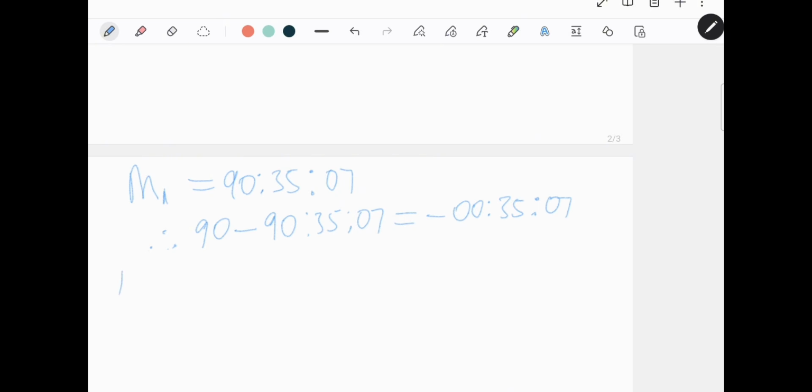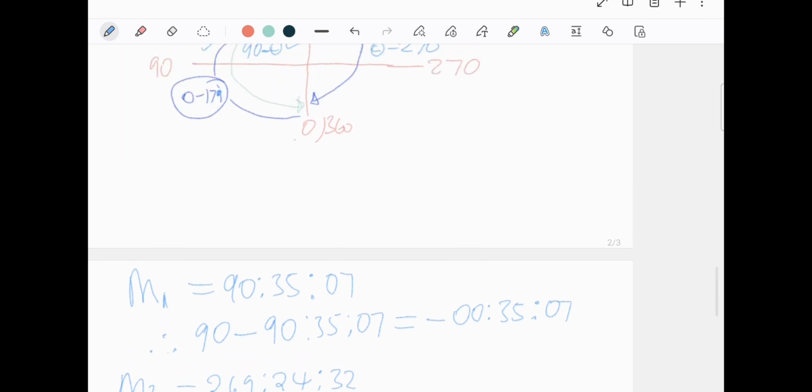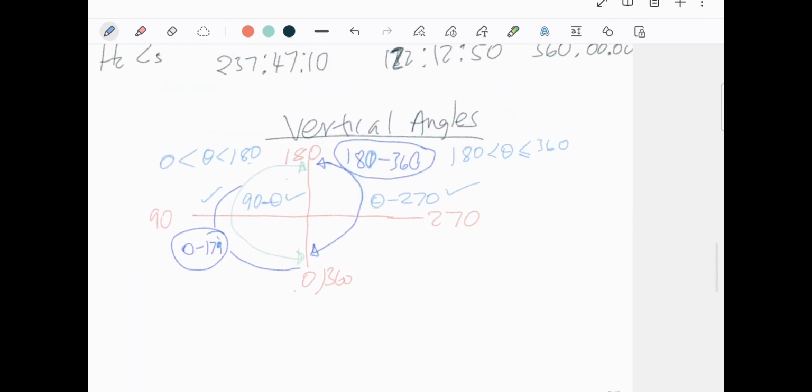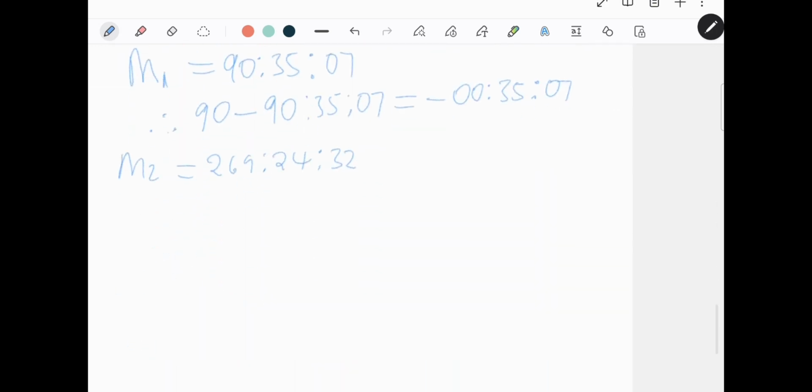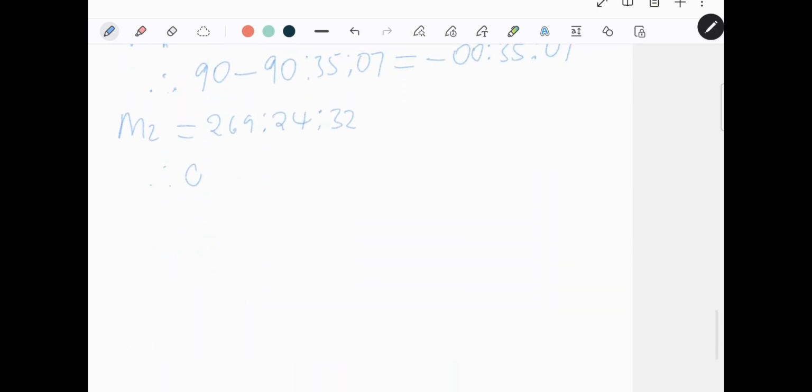Then we go to M2 from that table under vertical angles. We have 269, 24, 32. Now let's check our Cartesian plane. Where do we find that 269? It's on this side of 270. So we're going to use theta minus 270. Therefore, our angle is going to be theta minus 270.